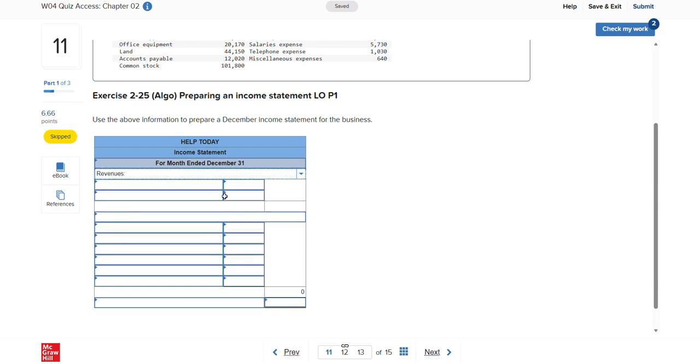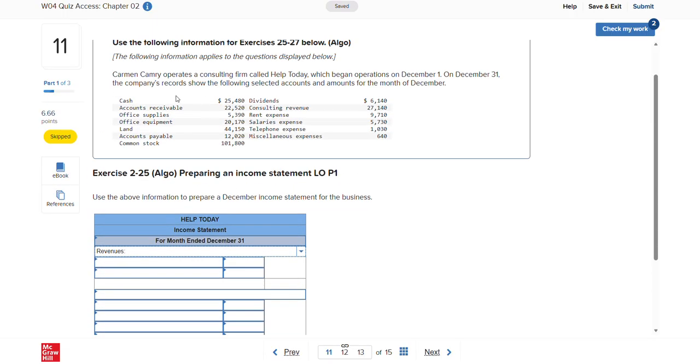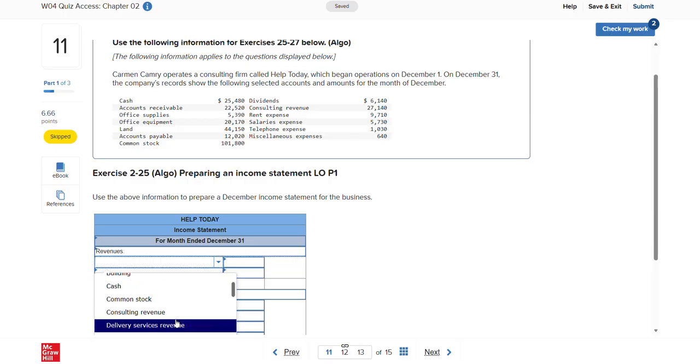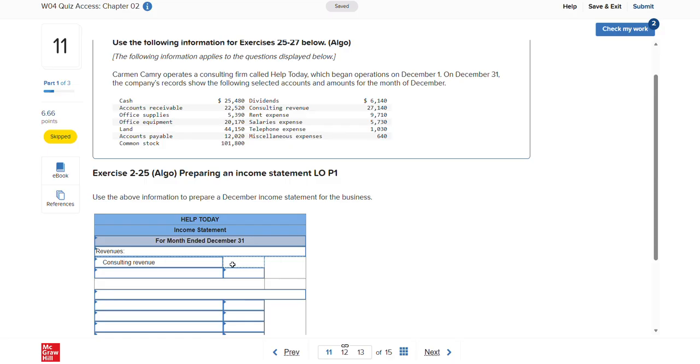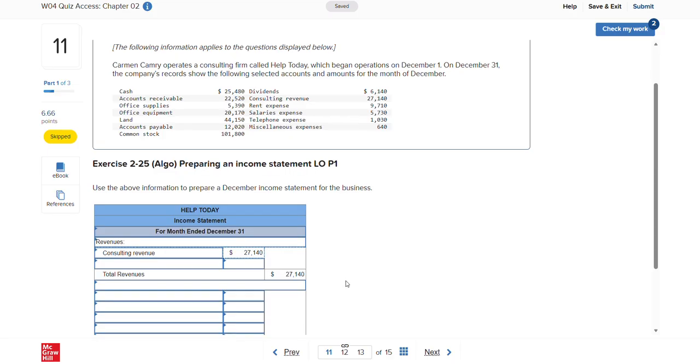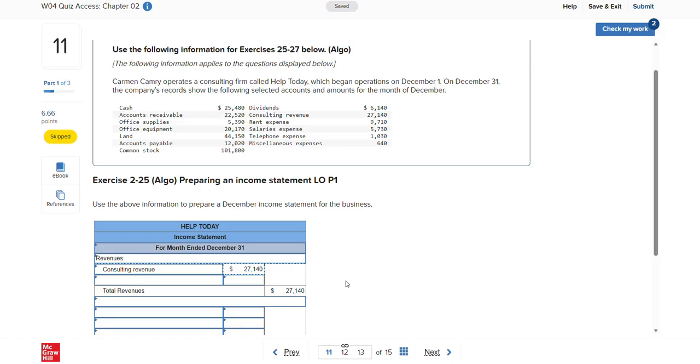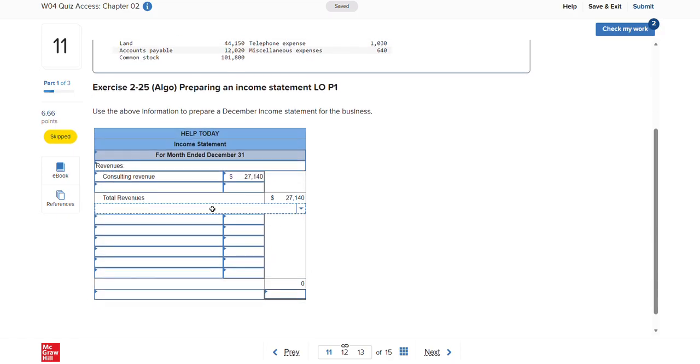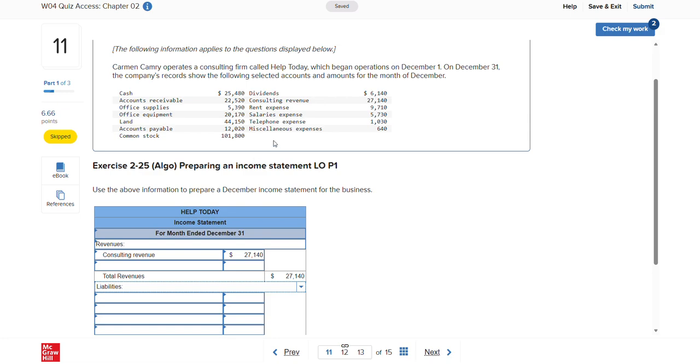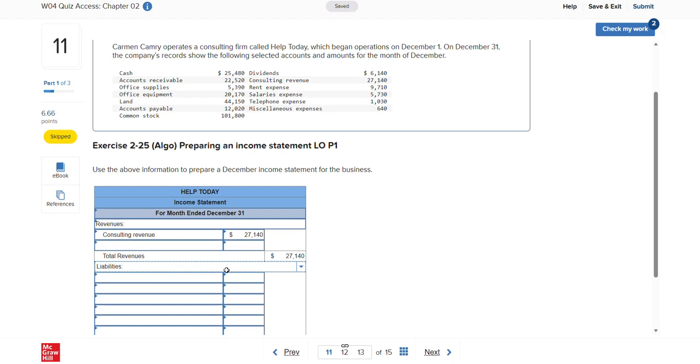Revenues always go first. The revenue for this month was consulting revenue. I think that's the only revenue that was there, and that was 27,140. You get that total revenue just because that was the only revenue made throughout the month. And then the other part of the income statement is all the expenses. This month there were rent, salaries, telephone, and miscellaneous. Anything else? Nope. Just that.